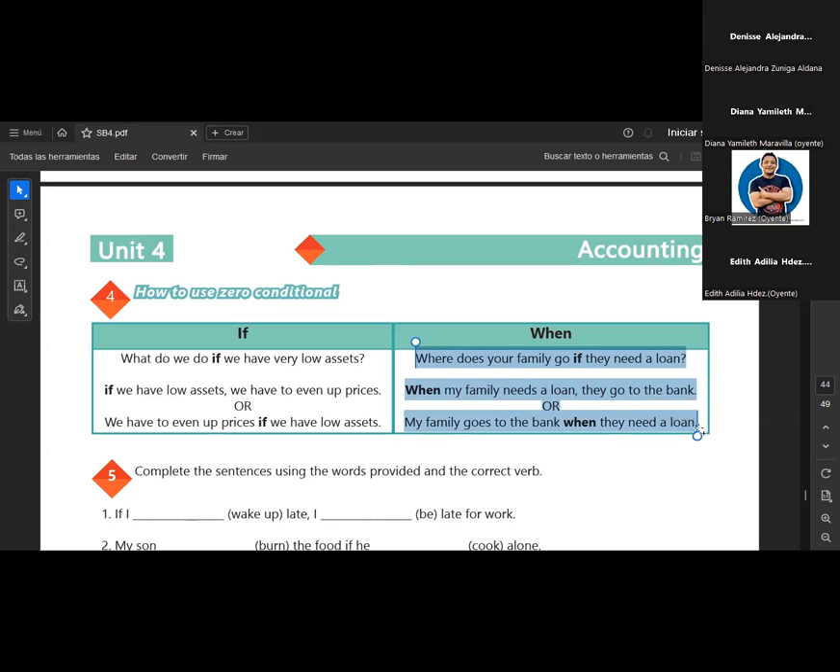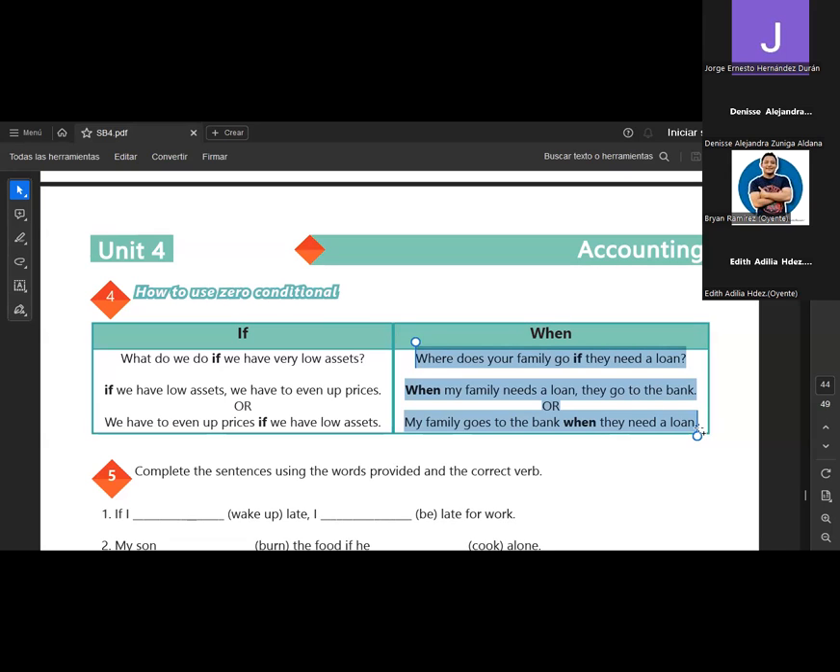Okay, teacher. Hi, can you help me read? Were those your family, or if they live alone? When my family lives alone, they go to the bank. Or my family goes to the bank when they live alone. Yes, thank you, thank you.